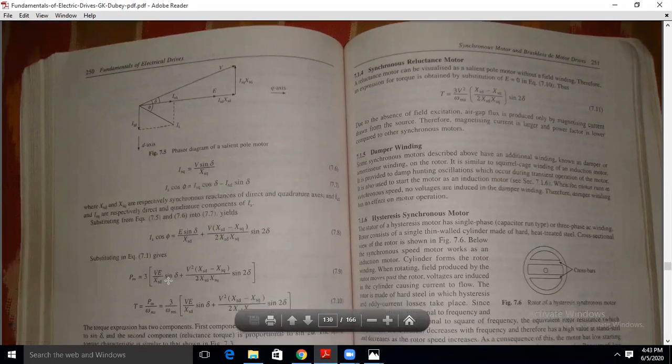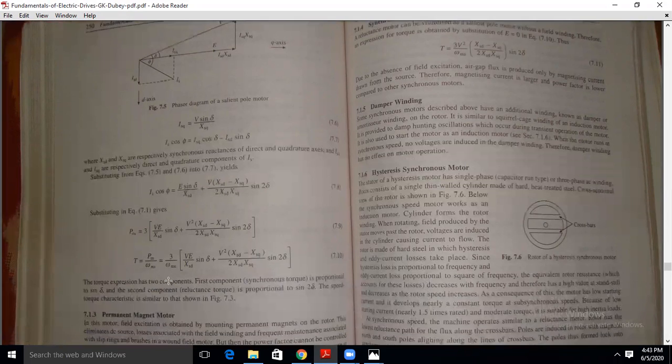Here again it has two components. One component is the synchronous torque, which is proportional to sin delta. The second component is the reluctance torque, which is proportional to sin 2 delta. So this is the torque equation for the salient pole motor.